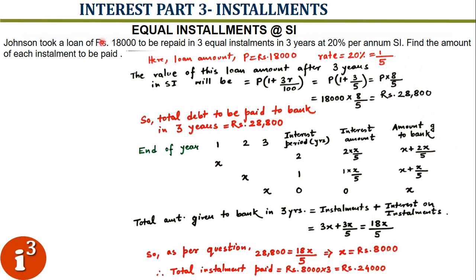So you took a loan of basically 18,000, you are repaying 24,000, and the value the bank is collecting, the total debt, is 28,800. So the total installment, see, this is 24,000. So what is the flow? What actually happened? Let's put this 8,000 in as a value and see what actually happened.